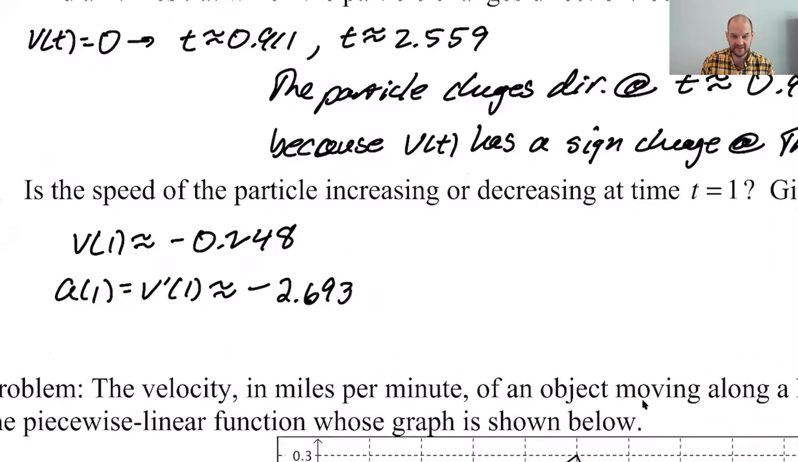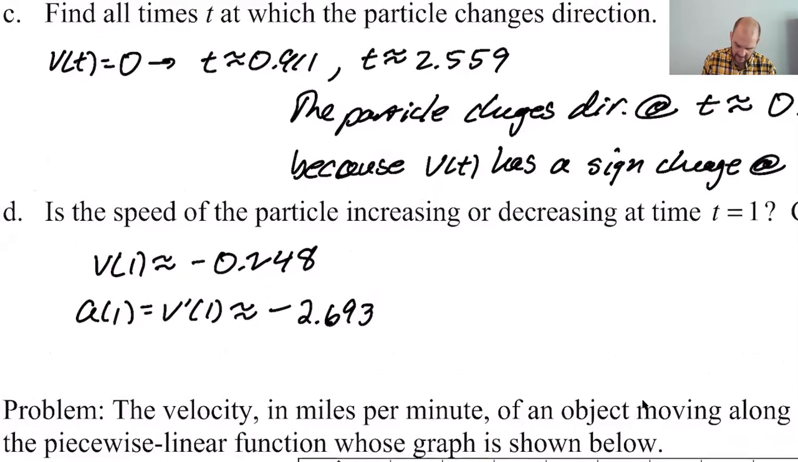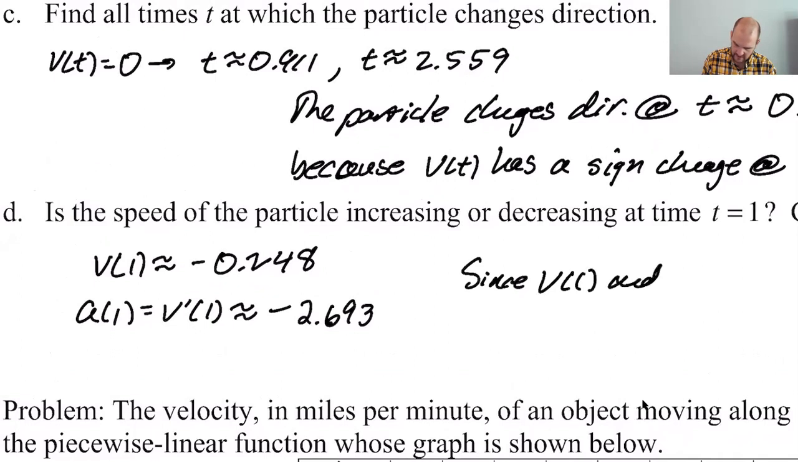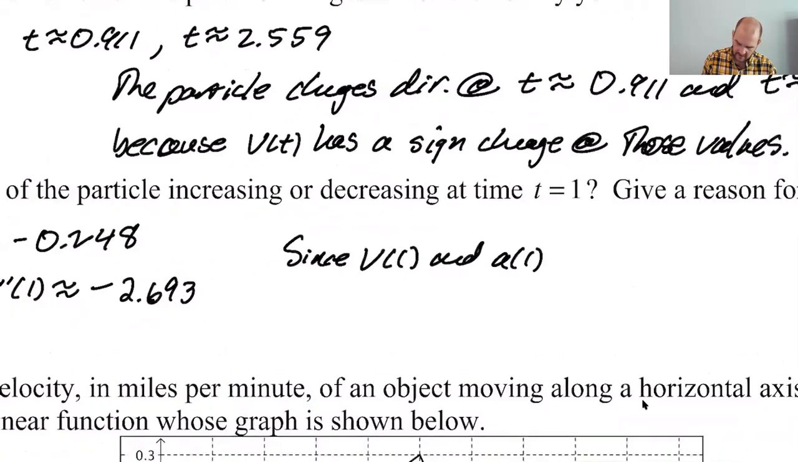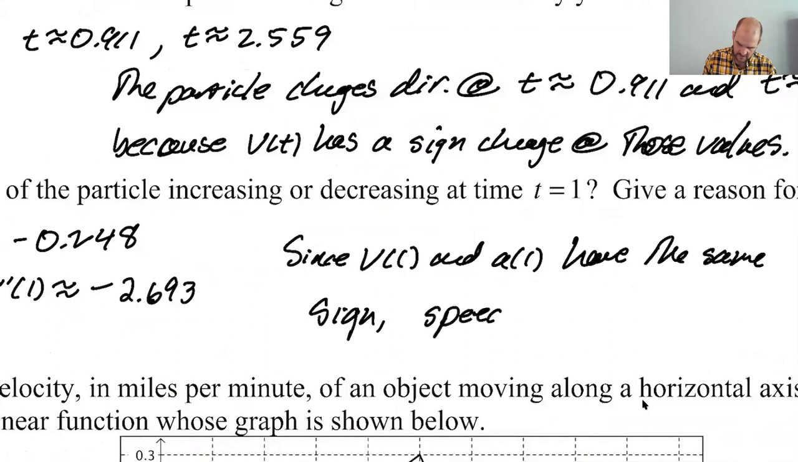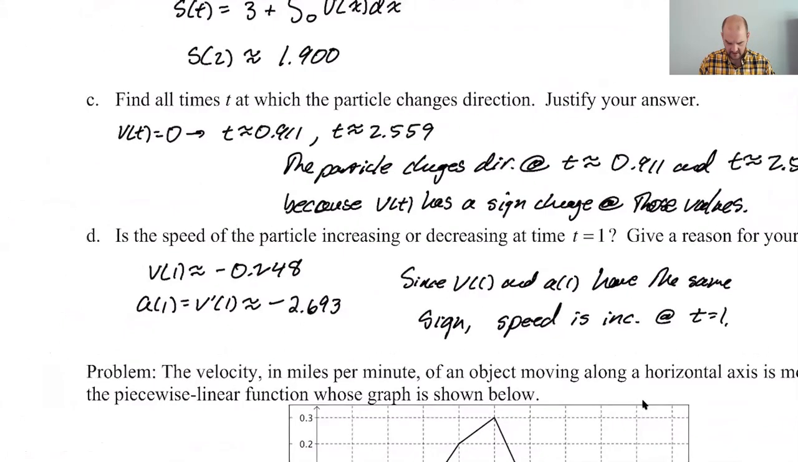Confident though that these are the values, I'm going to say, since v of 1 and a of 1 have the same sign, speed is increasing at t equals 1. All right, and that is the entire problem.